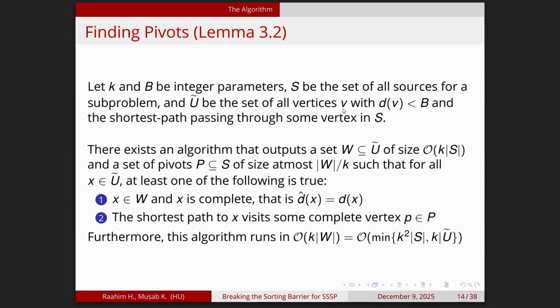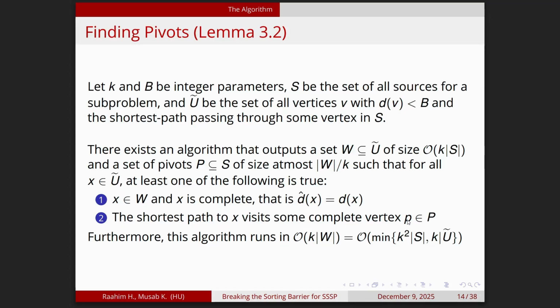The lemma says that there exists an algorithm that outputs two things. First, it outputs a set W, which is a subset of the subproblem of size at most k times the size of the set of sources, and it outputs a set of pivots as well, which is a subset of the set of sources, and it has size at most 1 over k times the size of W, which itself can be at most the size of the set of all vertices in the subproblem. Such that for all of the vertices in the subproblem, at least one of the following conditions is true: either that vertex is in W and it is complete, so its shortest path distance is identified, or its shortest path passes through some pivot that we've identified.